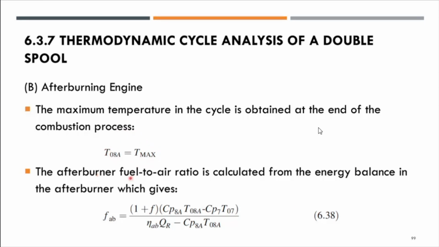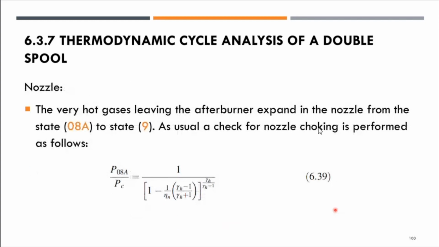So the afterburner fuel to air ratio is calculated from the energy balance in the afterburner, which gives fuel to air ratio for afterburner in equation 6.38. In terms of the nozzle, for afterburning case, the very hot gases leaving the afterburner will further expand in the nozzle from the state of 08A at the afterburner to state 9 at the nozzle. And as usual, check for nozzle choking is performed.